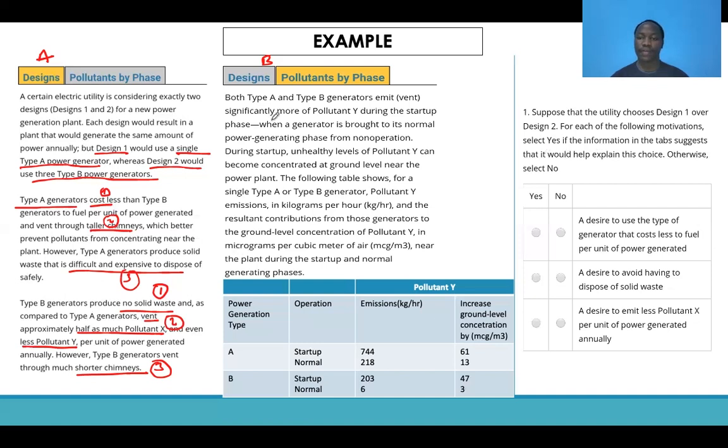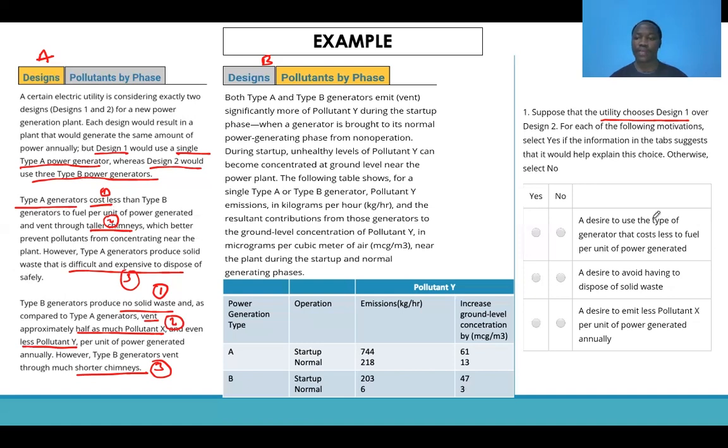All right. So let's look at information here. A desire to use the type of generator that costs less to fuel per unit of power generated. Right, so we're being told that this utility goes for design 1. We know the pros and cons of design 1, because design 1 uses type A power generator, and for type A power generator, we know that it costs less than type B. It has taller chimneys, but it produces solid waste that is difficult and expensive to dispose of.